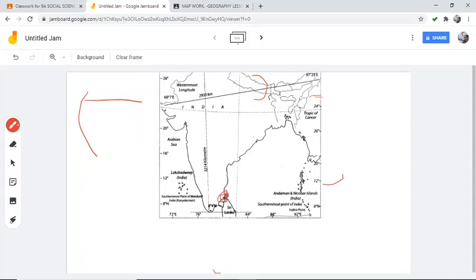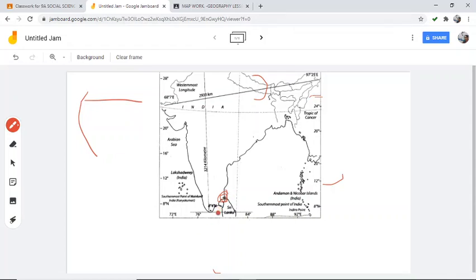It has nothing to do with Pakistan. What is the meaning of strait? Strait means a narrow water body which connects two larger water bodies. So here we have the Bay of Bengal and here we have the Indian Ocean. The narrow water area where the water connects the Bay of Bengal and Indian Ocean is known as Park Strait, which is dividing India and Sri Lanka.